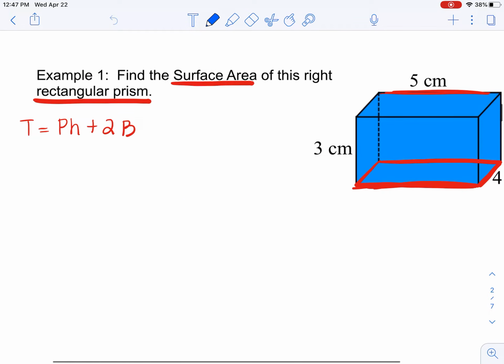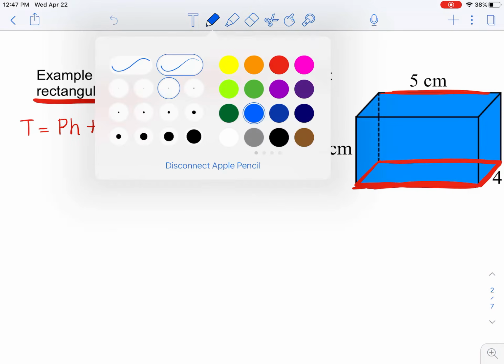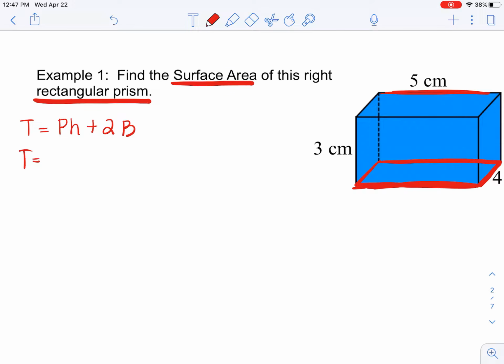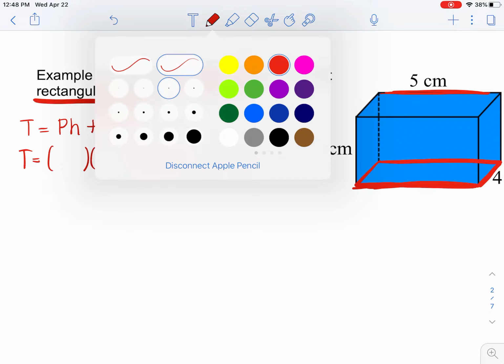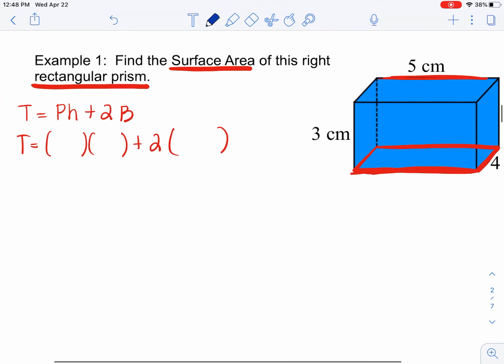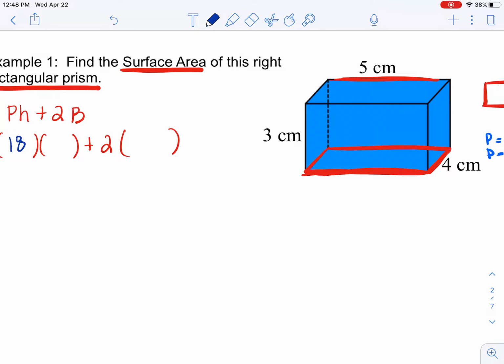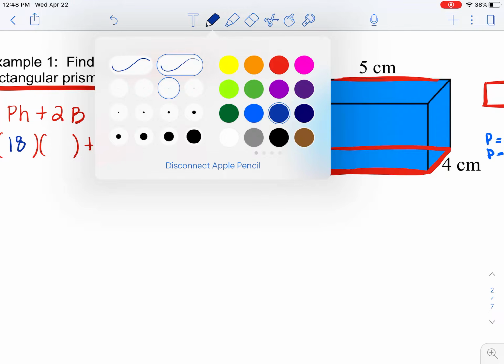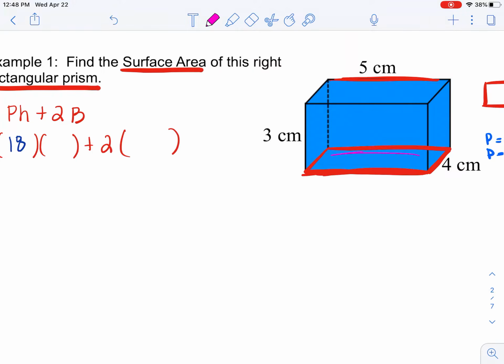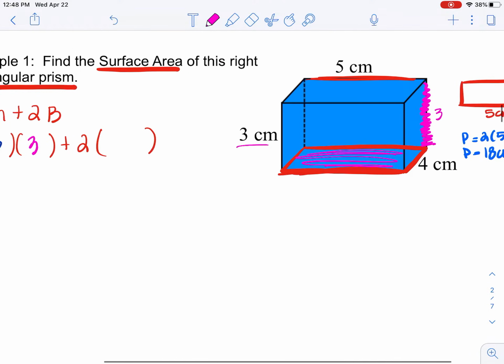Okay, so now let's see what else I need here. So I got perimeter. I can actually start to fill that in. So I'm going to put T equals, I need the perimeter, I need the height, plus 2 times, I need the area of the base. Okay, so perimeter. Just got the perimeter is 18 centimeters. All right, now I'm going to get the height of the prism. So height of the prism, if this is the base, the height comes up from the base. So that is 3, just like it says over here. So the height is 3. Plus 2 times area of the base.